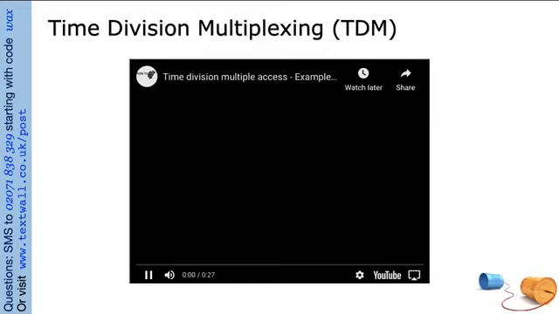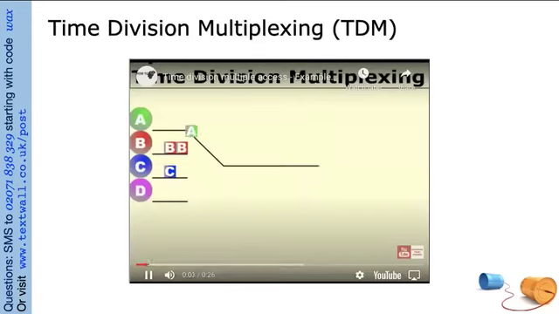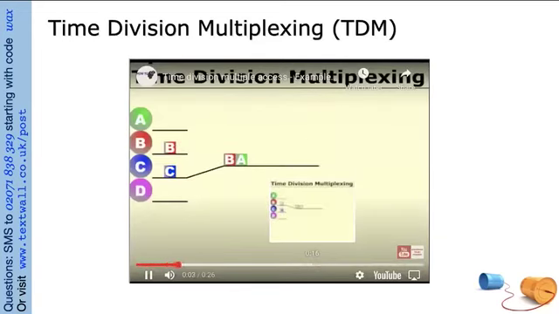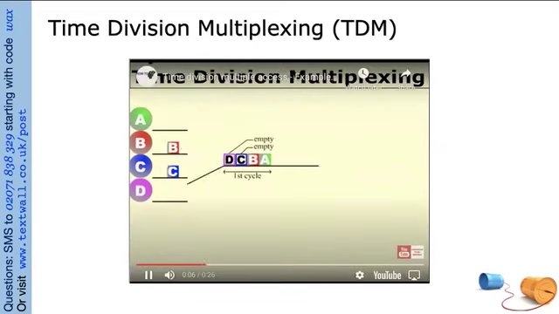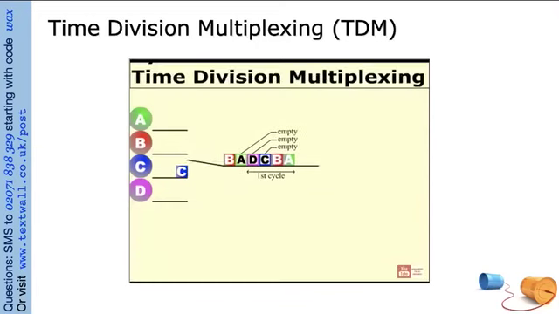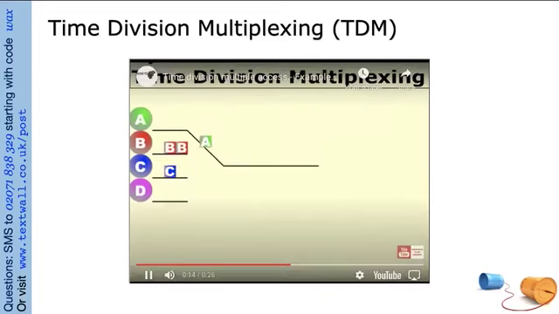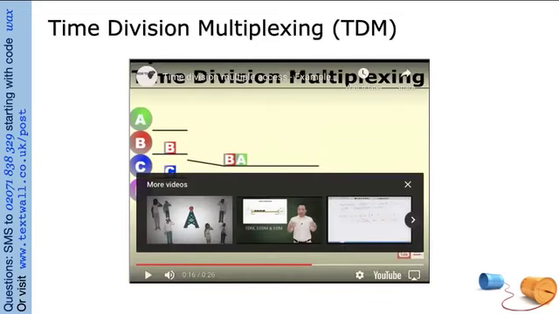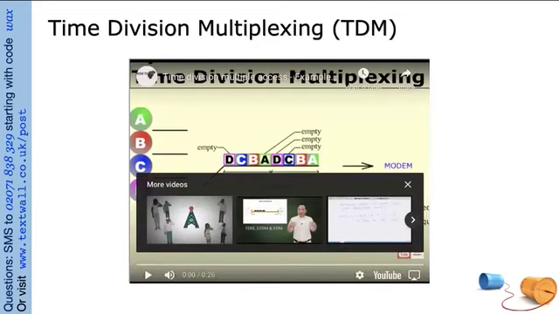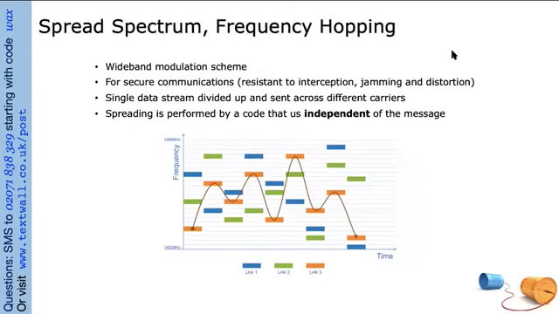Again, a quick little animation to illustrate this. So that was time domain multiplexing, where different channels or different users share the channel by dividing up time between them. We've spoken about frequency domain multiplexing.